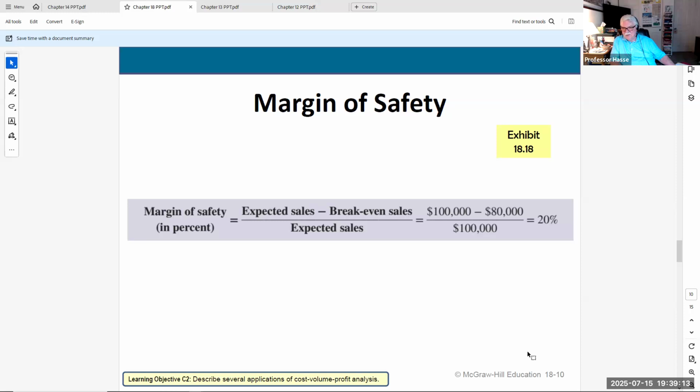Naturally, as I said, the higher the margin of safety, the more likelihood you're going to be making a pretty solid profit in the upcoming year. This will go back to our discussions next week when we start talking about budgeting and planning. What is our planned sales and how does that relate to a margin of safety in relationship to our break-even point? A lot of budgeting is involved in that. So contribution margin, break-even analysis, and margin of safety are key points to managerial accounting analysis and information. And that's highlighted in chapter 18.